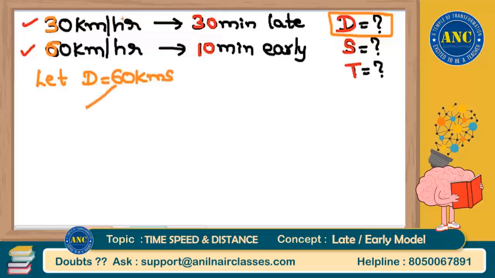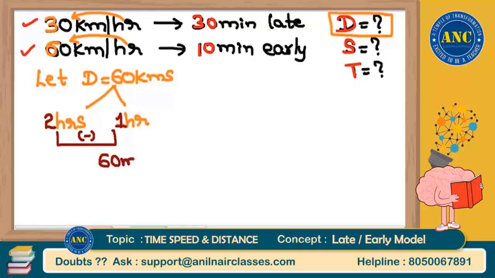First day, in 1 hour he will cover 30. To cover 60, it will be 2 hours. Second day, in 1 hour he will cover 60. To cover 60, it will be 1 hour. What is the difference in the time in both the days? First day I will take 2 hours. Second day I will take 1 hour. The difference in both the days is 1 hour. 1 hour is nothing but 60 minutes. That means the difference according to my assumption is 60 minutes.